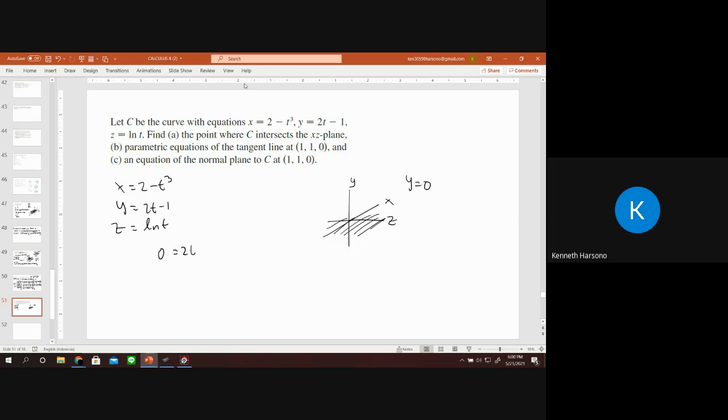So 0 is equal to 2t minus 1. t is just half here. So we can just put the t back into the equation and get the points. So 2 minus 1 over 8 became 15 over 8. And z is just ln 1 over 2, or we can just write it as minus ln 2. These are all the points for A. So the point is 15 over 8, 0 and minus ln 2.